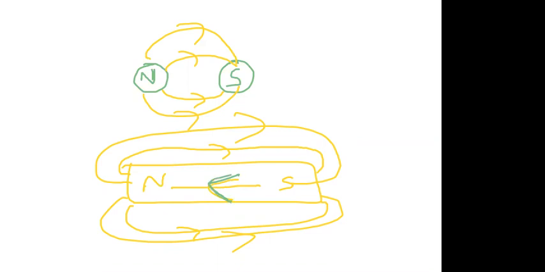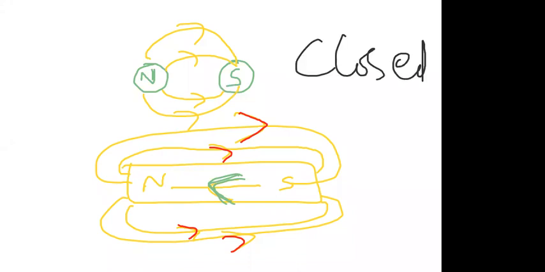Inside from south to north, outside from north to south. The magnetic field lines are forming closed loops. This is the major difference between electric field lines and magnetic field lines. Magnetic field lines form closed loops.